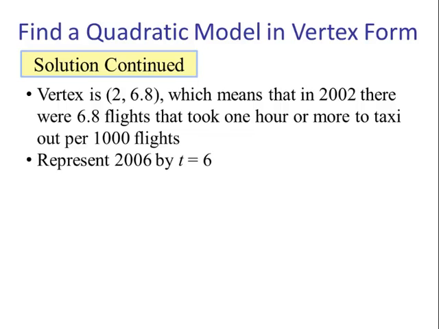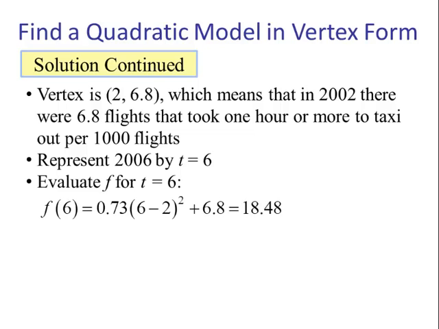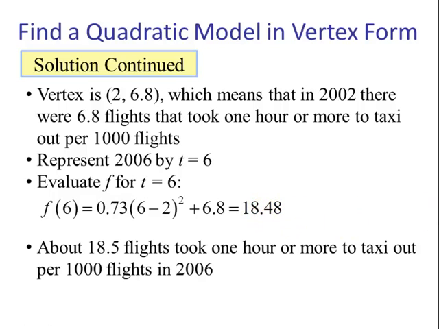Number 3, the year 2006 means t is equal to 6. So using our model, we want to evaluate f when t is 6. So we have (6 minus 2) quantity squared times 0.73 plus 6.8. This gives us a value of 18.48. So about 18.5 flights took 1 hour or more to taxi out per 1,000 flights in the year 2006.